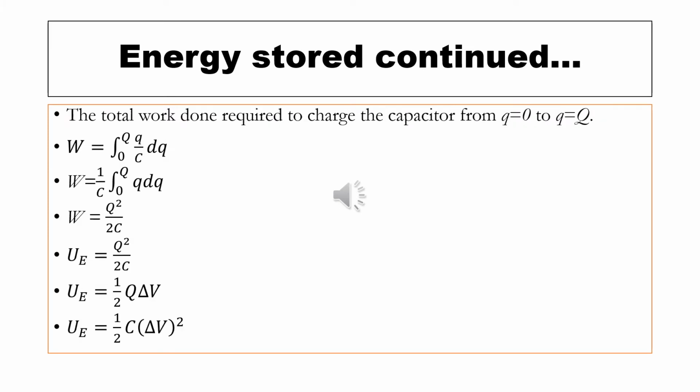The total work done required to charge the capacitor from Q equal to 0 to Q equal to capital Q, which is the maximum charge which can be stored on the capacitor, is W equal to the integral with limits 0 to Q of Q upon C dq. When we integrate it, we end up with W equal to Q square over 2C, and the work done is stored as a potential energy U equal to Q square over 2C, and we know that it is equal to 1 upon 2 Q del V, and it can be converted into U equal to half C del V square.